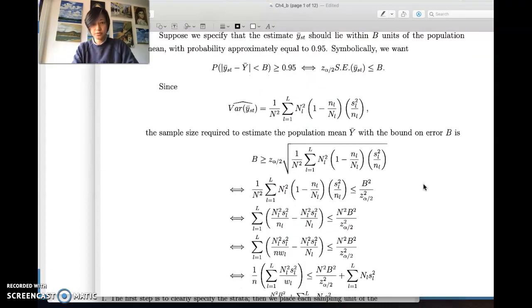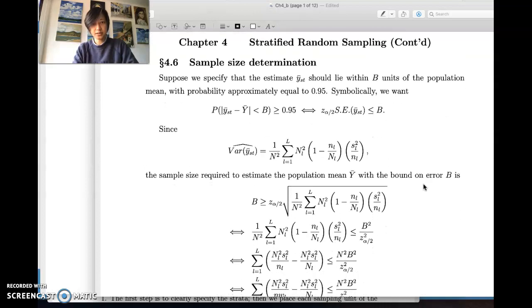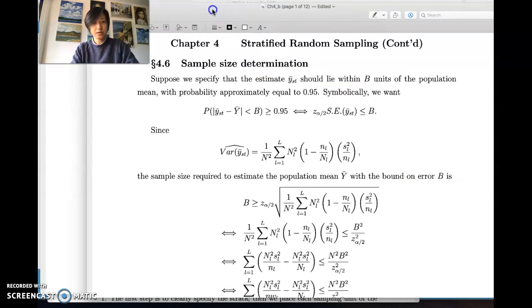Okay, so under stratified random sampling, we have just covered sample size determination. But in chapter 3, we stopped there because determining one overall sample size is good enough. But under stratified random sampling, we may need to further develop the sample size determination for each of the strata. So think about that.